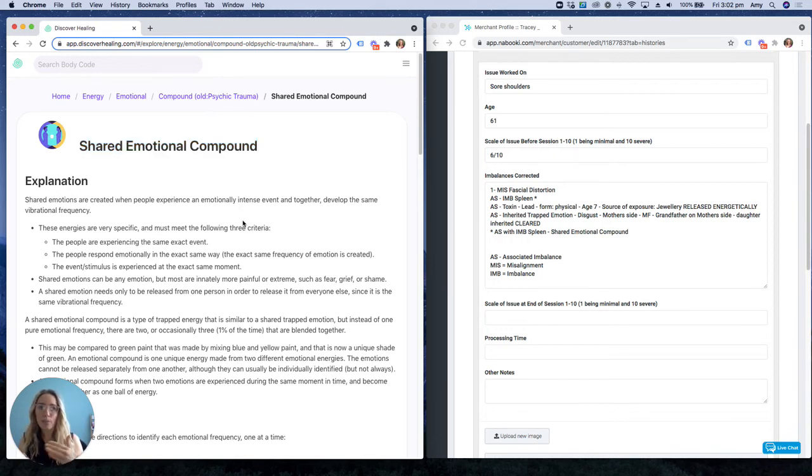Now an emotional compound, it's the next level up, which is where we can have two or more emotions that come together to create one ball of energy. So an example is if you have blue paint or yellow paint and they come together to create green paint. So with this one, Tracy has shared this emotional compound with somebody else, and there is more than one emotion. So I'm going to start by finding out how many and what emotions there are, and then I'm going to find out who she shared it with.